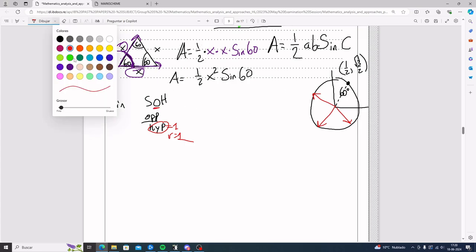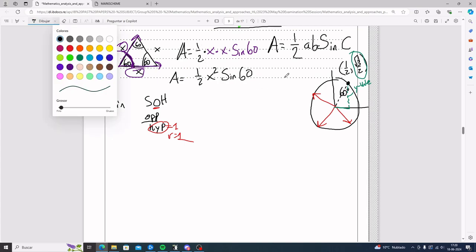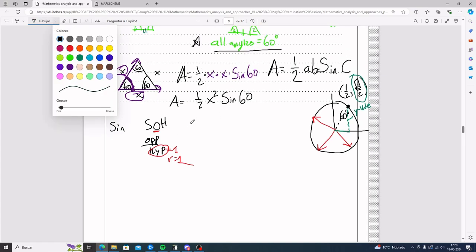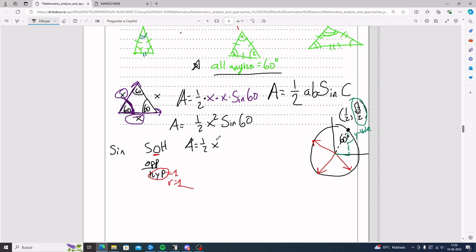Take a moment and notice that the opposite is your y value. So the y value when the angle is 60 is square root 3 divided by 2. So all that really was a quick explanation that the area is actually 1/2 x squared times square root 3 divided by 2.